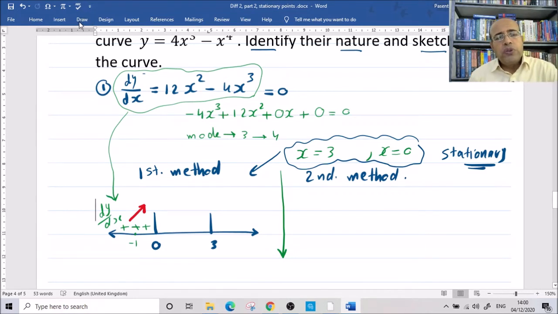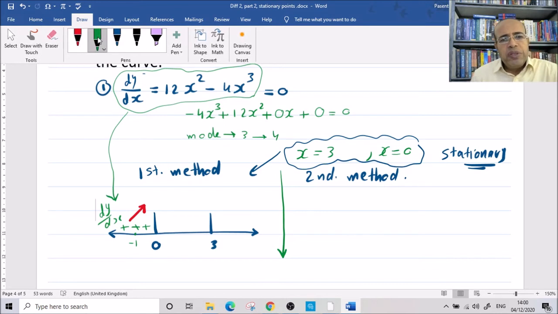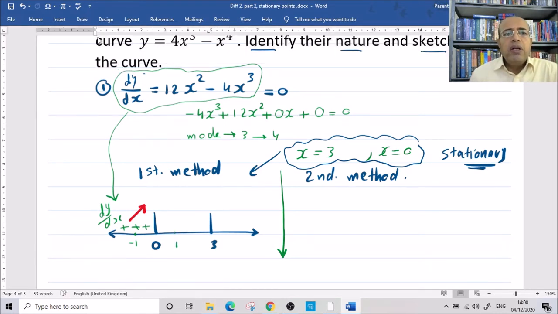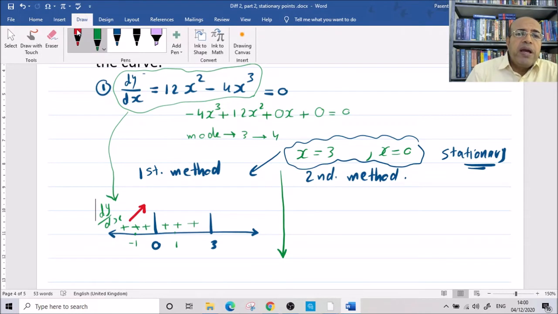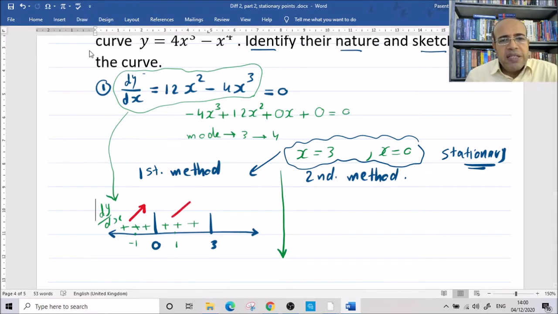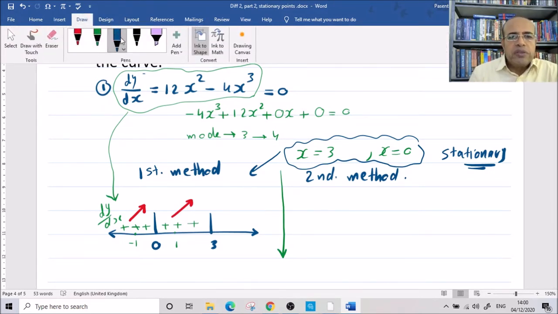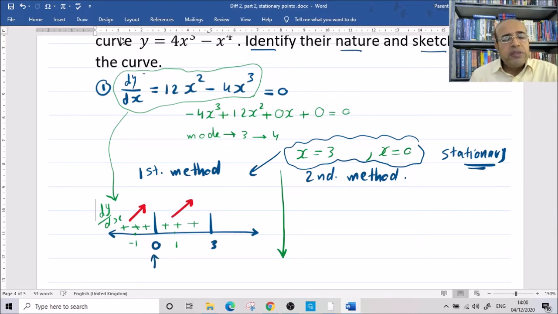Now, we choose a number between 0 and 3. Between 0 and 3, we can choose 1. When you replace x by 1, it will be positive. 12 minus 4 is positive. So dy by dx is positive. It means the function is increasing. Increasing before and increasing after. So 0 is a stationary point, and 0 is an inflection point.